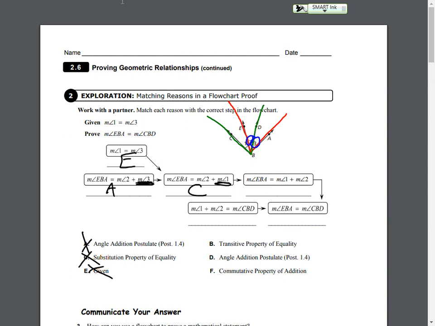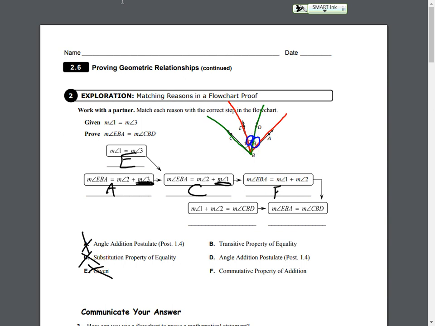Okay, almost there. Next we have the measure of angle EBA equals the measure of angle 1 plus the measure of angle 2. What do we do there? Well, that's our commutative property. That's F. Some of you are wondering, what really changed in that next step? Well, what changed was the measure of angle 1 plus the measure of angle 2, and the prior step was the measure of angle 2 plus the measure of angle 1.